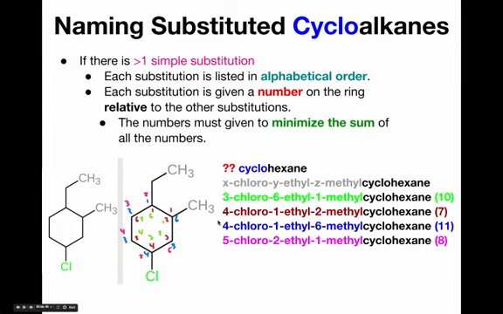So the maroon colored numbering system is the correct numbering system to use. If we use it, we start by calling this particular carbon number 1, this one number 2, 3, and the chlorine is attached to number 4. So the correct IUPAC name, which is an unambiguous name for describing this particular molecule, is 4-chloro-1-ethyl-2-methylcyclohexane.